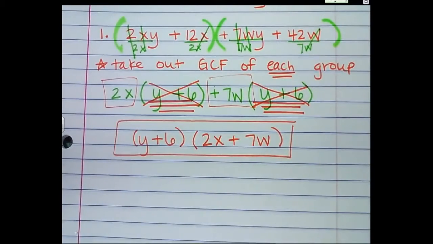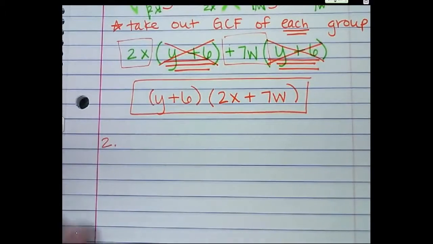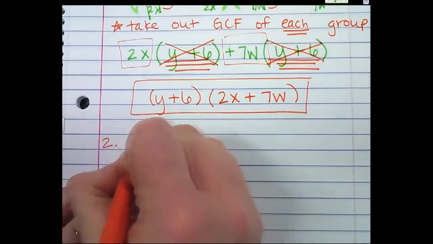So I would say this is one of the easiest factoring, except that when you get to the test, you're like, there's 4 terms, what do I do with this? So just remember, 4 terms, factor by grouping. Number 2.